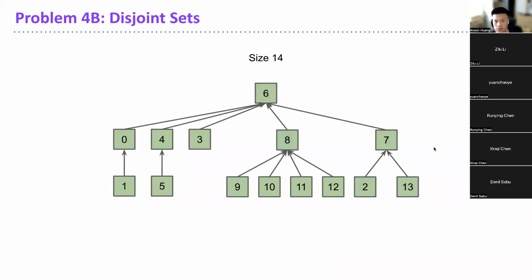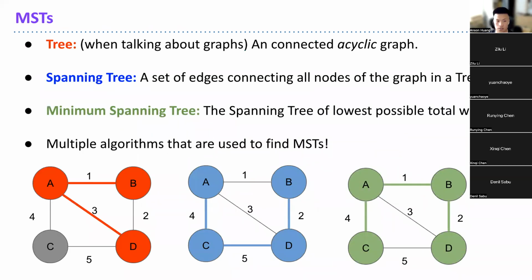All right. So let's talk about MSTs. MSTs stands for minimum spanning trees. So here's a vocabulary slide. A tree, when talking about graphs, is a connected acyclic graph. So in this example, we see an example of a tree. These are all examples of trees. Notice that there's no cycles. That makes it a tree. A tree is just a graph with no cycles.